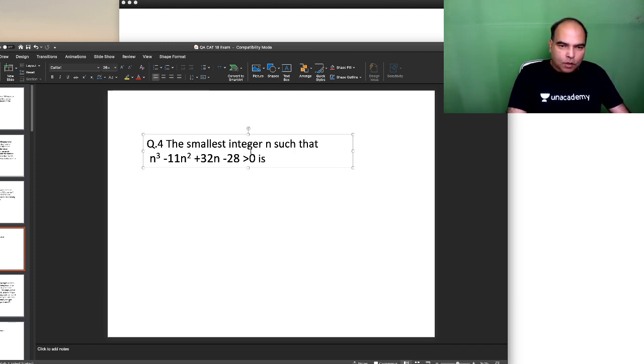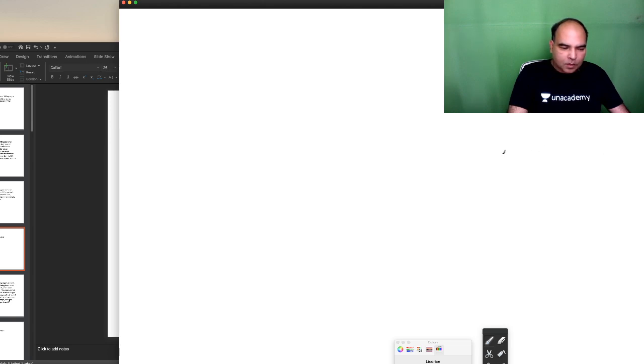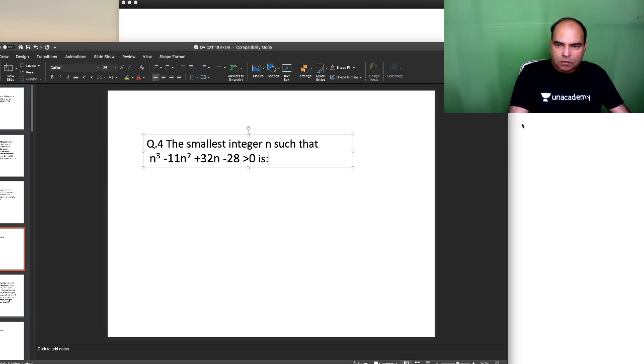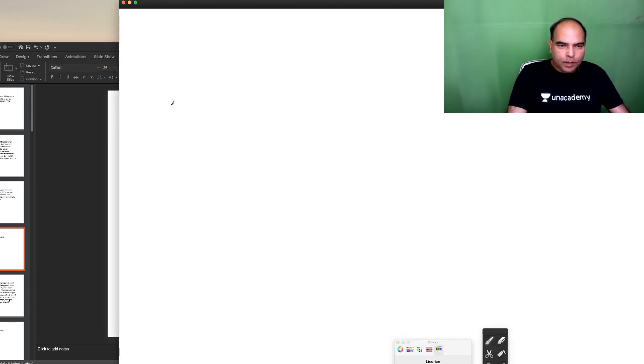So the question reads: the smallest integer n such that n cube minus 11n square plus 32n minus 28 is greater than 0. What is the smallest integer that has this property? So if I look at this question, we want n cube minus 11n square plus 32n minus 28 to be greater than 0.